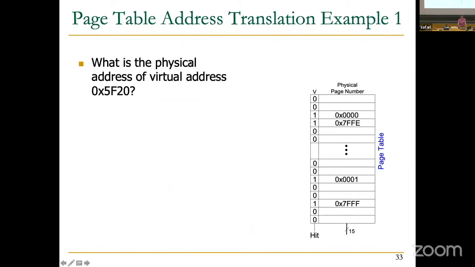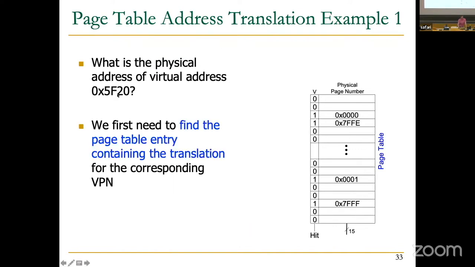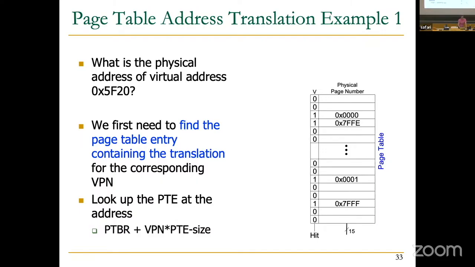Okay, so we're going to look at a bunch of issues over here, but let's go through a relatively simple example. What is the physical address of virtual address 5F20? We first need to find the page table entry containing the translation for the corresponding virtual page number. So what is the virtual page number? You need to figure that out. We're going to figure that out soon. And then we look up the page table entry at the address, meaning do a memory access there. And what is the memory access that you need to do? Essentially, there's a page table base register. We add to it the virtual page number times the page table entry size, because each page table entry occupies some amount of space, right?